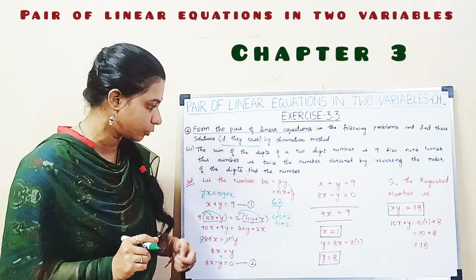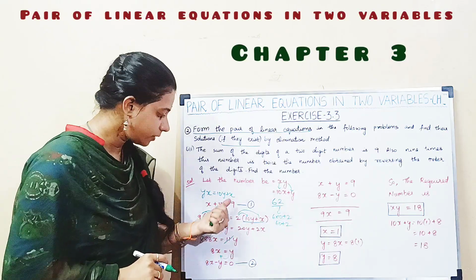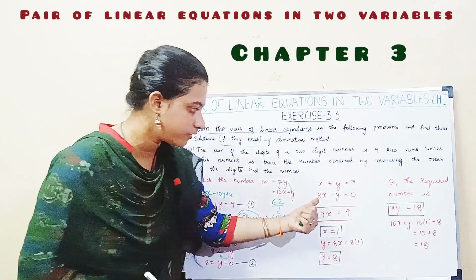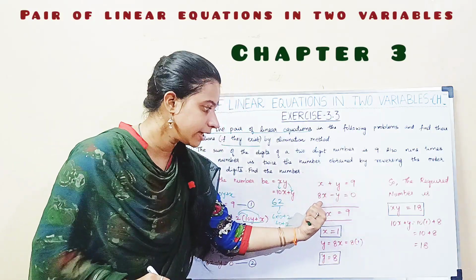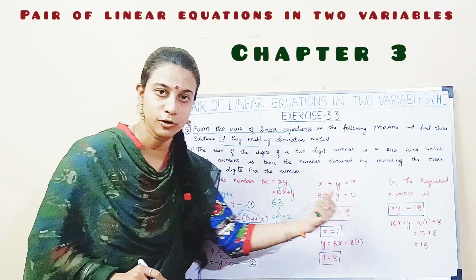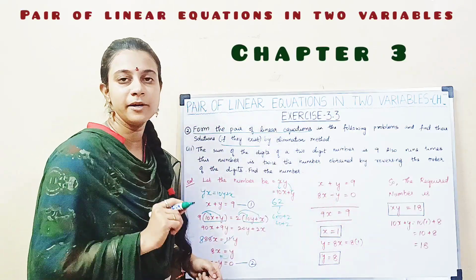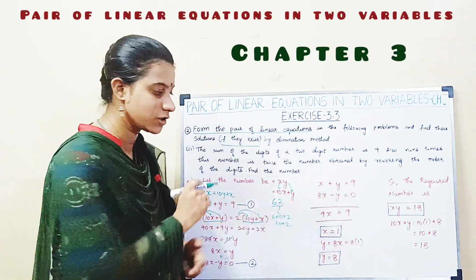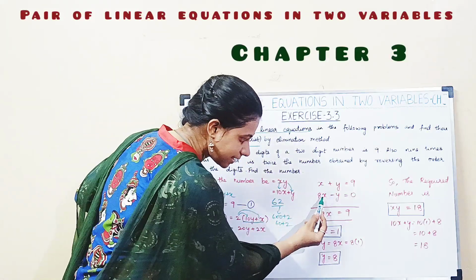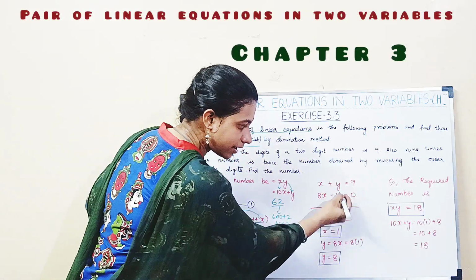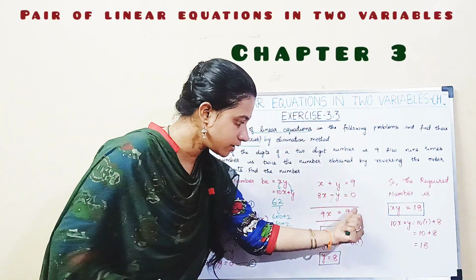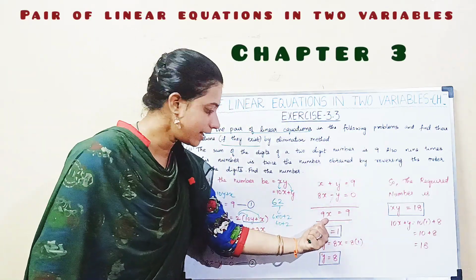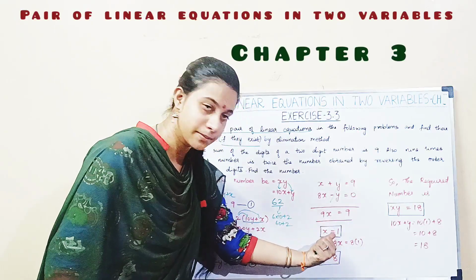Okay. If the coefficients are of opposite signs, what will we do? We will add both the equations. So here also we are going to do equation 1 plus equation 2. Equation 1, x plus y is equal to 9, plus equation 2, 8x minus y is equal to 0. While adding, there will be no sign change in the second equation. So directly we will add: x plus 8x equals 9x, plus y and minus y get eliminated. So we will get 9 plus 0 is equal to 9. So what will we get? x equals 9 by 9, which is nothing but 1.